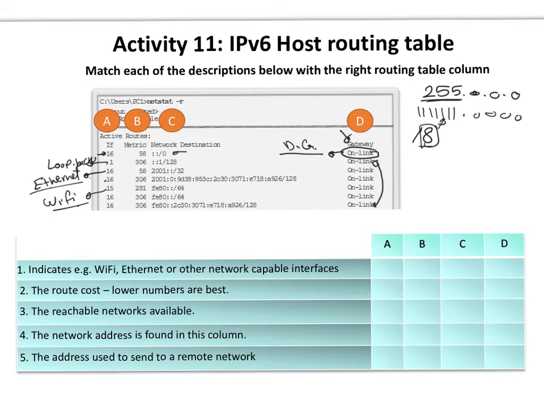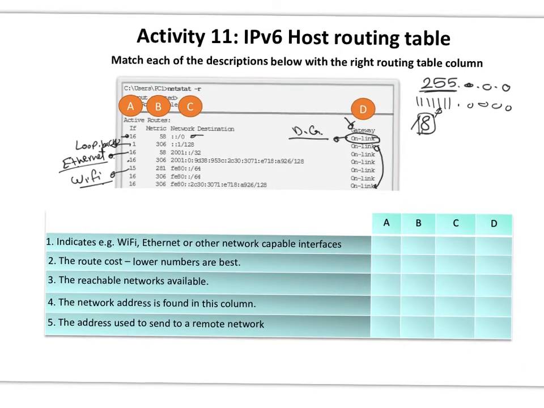Is that clear? So these are the definitions for the different columns A, B, C, and D. That's all we need to know about IP version 6. We don't have to match the route or match the lines similar to IP version 4. We don't have to do that. So having said this, which of these columns indicate the Wi-Fi, Ethernet, or other network-capable interfaces? Which line here?